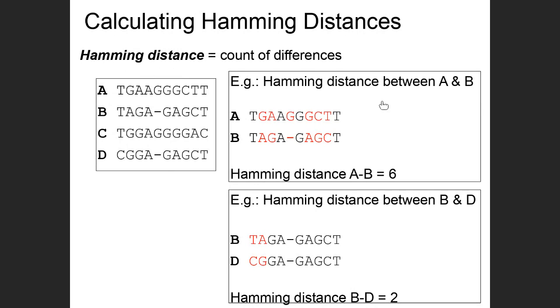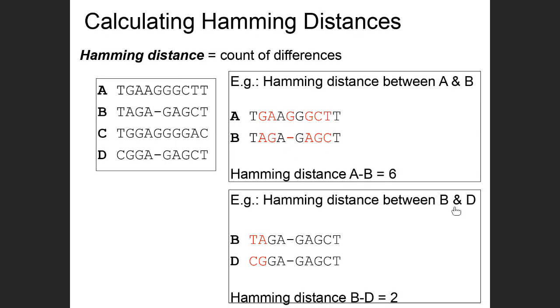So if you're counting the distance between A and B, then I'm copying this over here, and then I put in red the stuff that is different, and then I'll go, okay, this is different. 1, 2, 3, there's an indel, 4, 5, 6. The Hamming distance between A and B is 6.